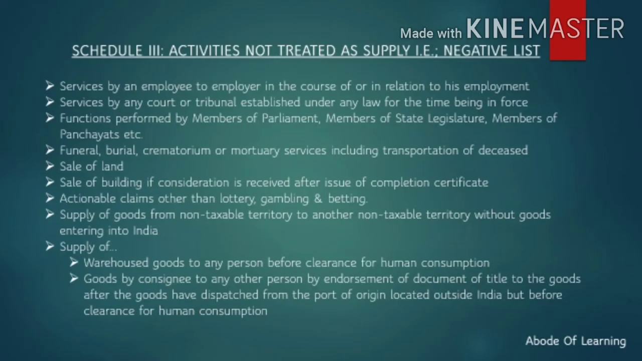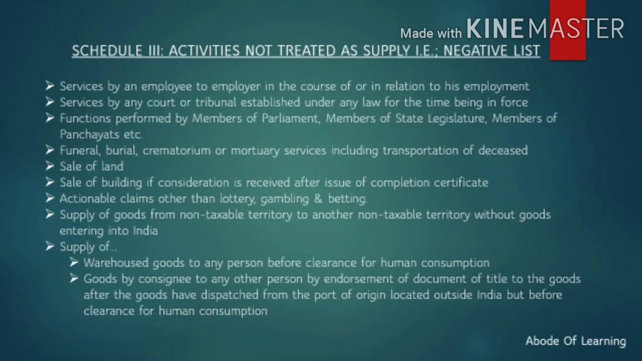Next one is sale of land. I have already explained that in the definition of goods, that the sale or supply of immovable property won't be considered as supply under GST. Even if you're purchasing or selling land, it won't be considered as a supply under GST. Next one is sale of building. If consideration is received after issue of the completion certificate, meaning the building is all built, then you are receiving the consideration, then the sale of that building won't be considered as a supply under GST.